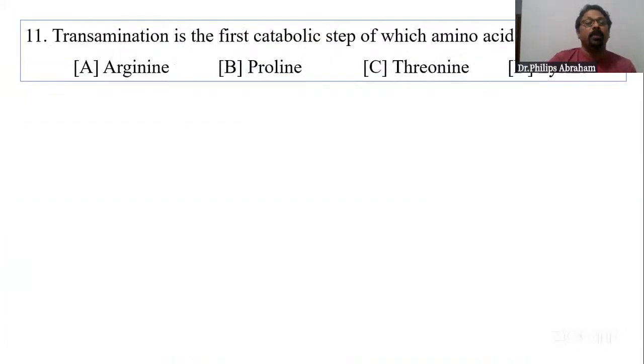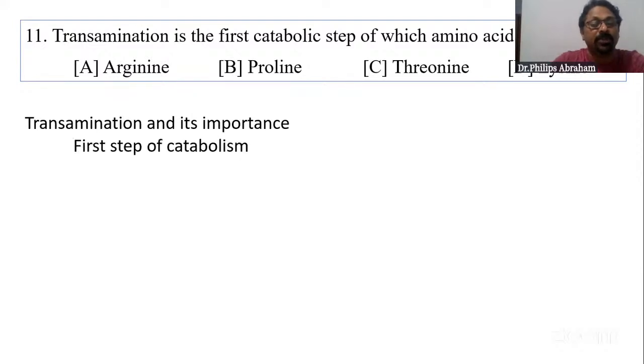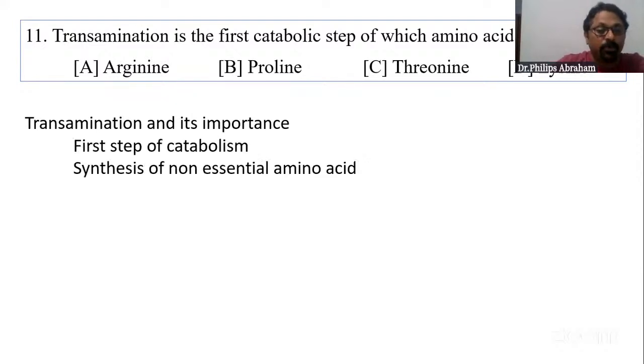Going to the next question, another related to metabolism of amino acids. Transamination is the first catabolic step of which amino acid given below. In general, transamination is the transfer of an amino group. An amino acid has 2 major groups, the amino group and the carboxyl group. The first step in the breakdown, or catabolic process, of an amino acid is the removal of the amino group. That's common. So that's about transamination. And what is the significance of transamination? As we said here, it's the first catabolic step.